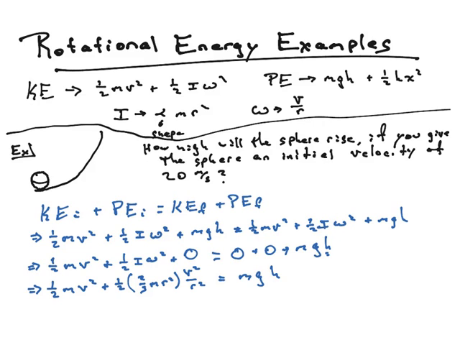Okay, now I try to figure out what I can cancel. First of all, there's an m on every term, so all the m's cancel out. Next, there's an r squared here, cancels with the r squared on bottom there. And finally, the 1/2, the 2, cancels that 2 there. And now what am I left with? 1/2 v squared plus 1/3 v squared equals 9.8 times h.